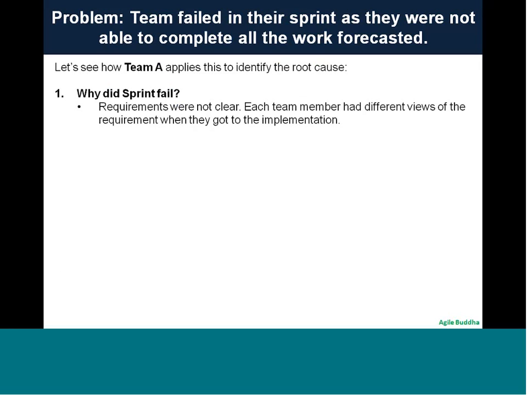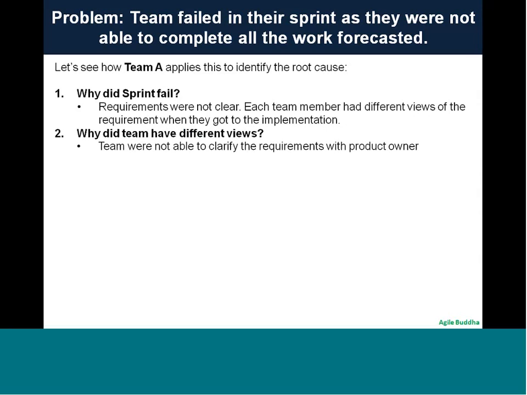Why did sprint fail? The requirements were not clear. Each team member had different views of the requirements when they got to the implementation. The team, when they ask this question to themselves, each says that everyone had a different perspective of the requirement when they got to the implementation. Then the second is, why did every team member have different views about requirements?